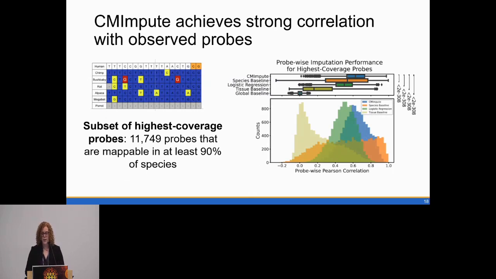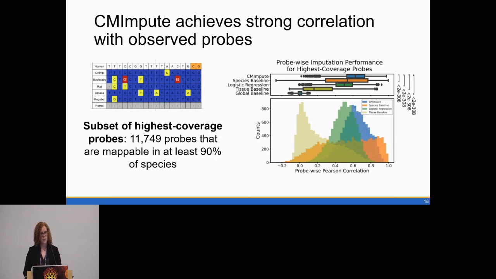We next investigated CM-impute's probe-wise performance across all samples. We specifically focus on a subset of probes that are mappable in the majority of species. As a reminder, probes are considered mappable in a species if the probe sequence maps to a unique genomic location in that particular species, or there is a tolerated mutation.